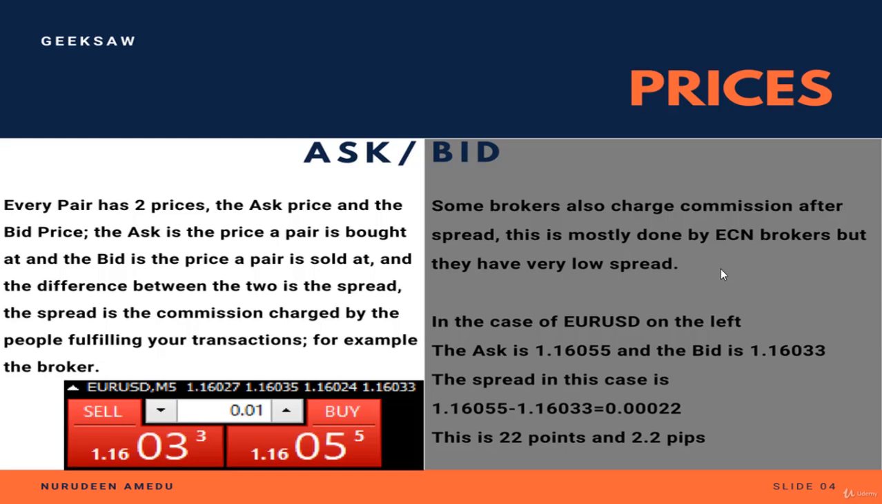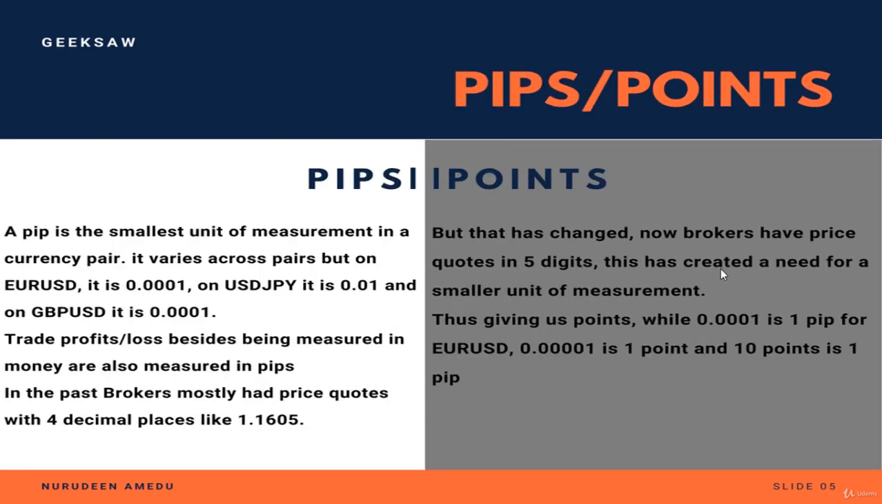Now, in the case of the Euro USD on the left, the ask is 1.16055 and the bid is 1.16033. The spread in this case is 2.2 pips, which is 22 points. Now, the value of 2.2 pips can be $1, it can be $2. It depends on the size of the trade you're opening. We'll look at this much later, but just have that in mind.